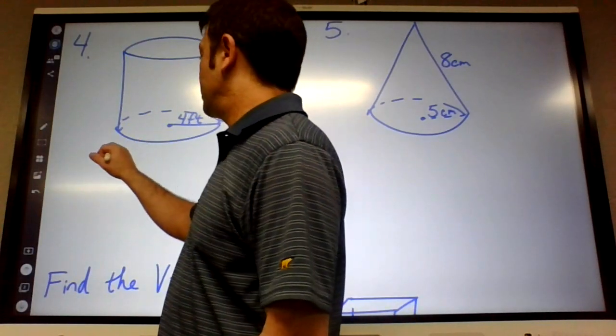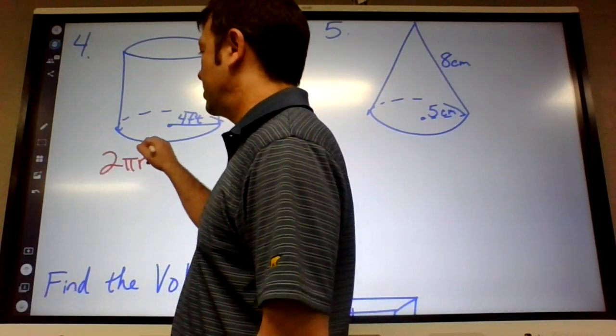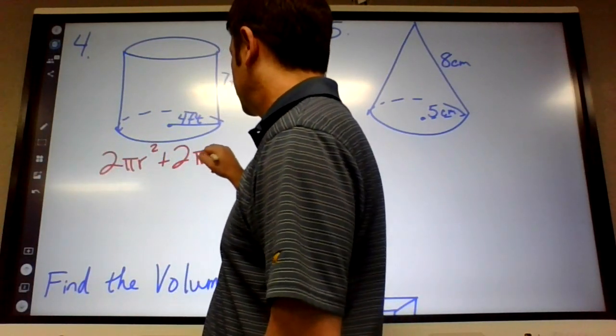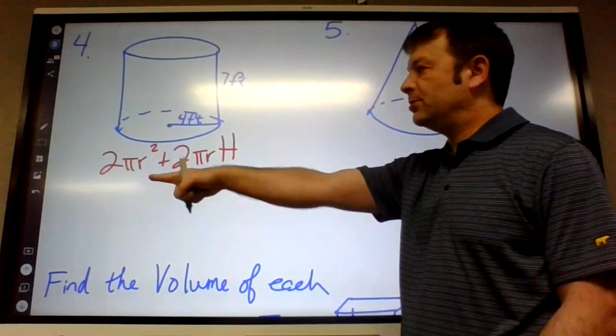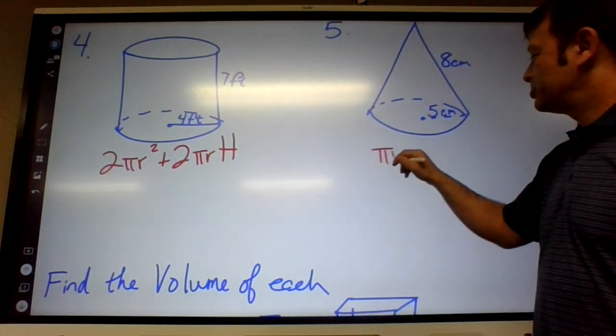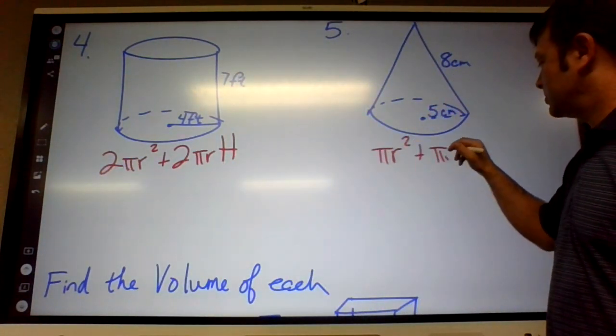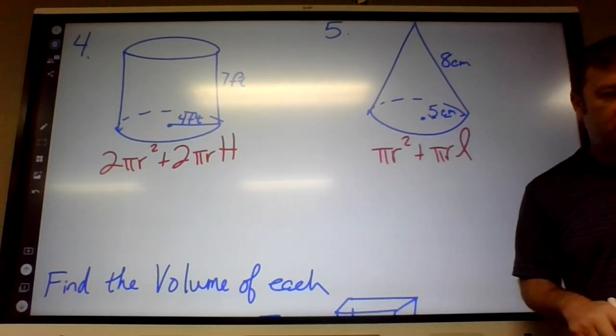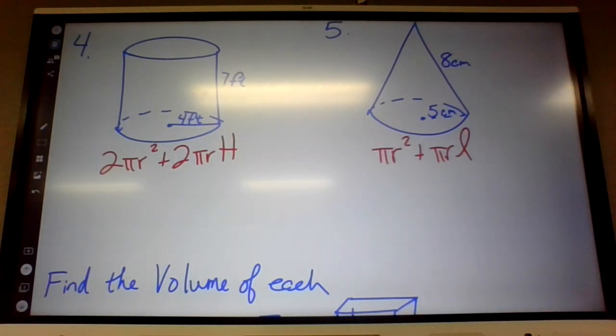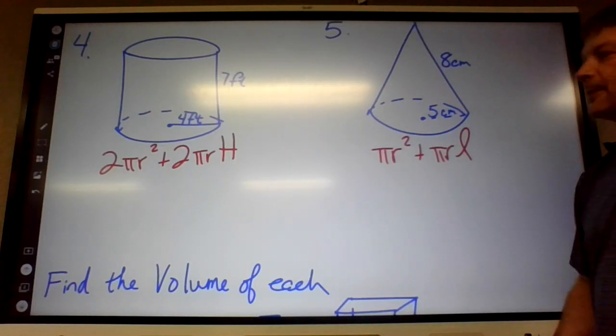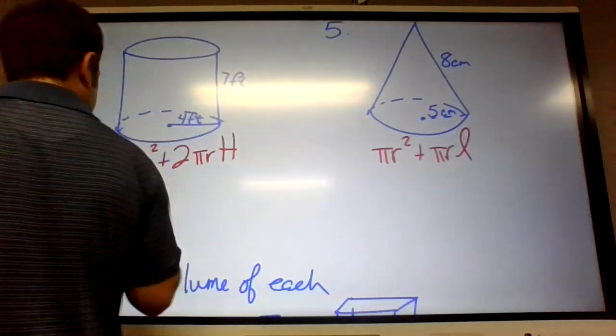So cylinders are 2 pi r squared plus 2 pi r h. And cone, pi r squared plus pi r l. Cone is really simple for whatever reason. So yeah, these are a lot easier than the prisms and pyramids.